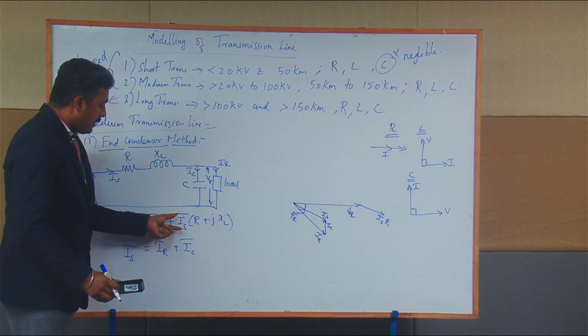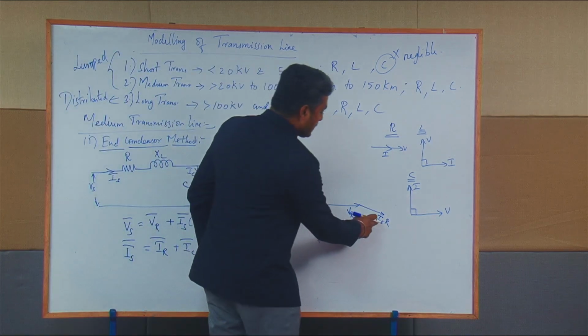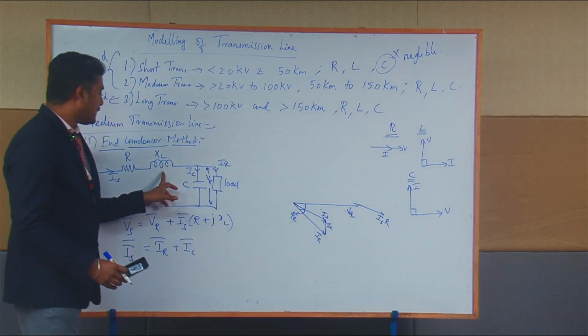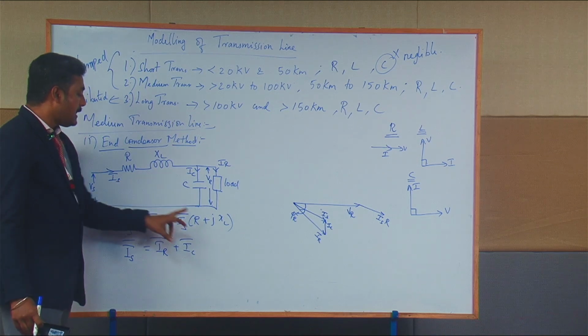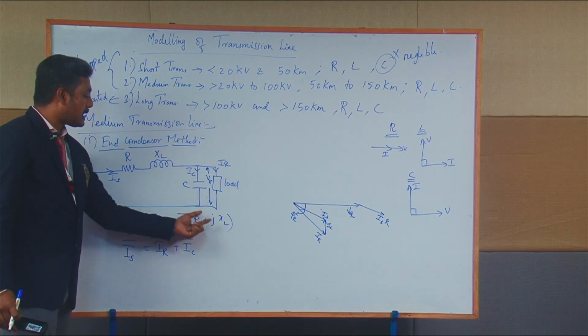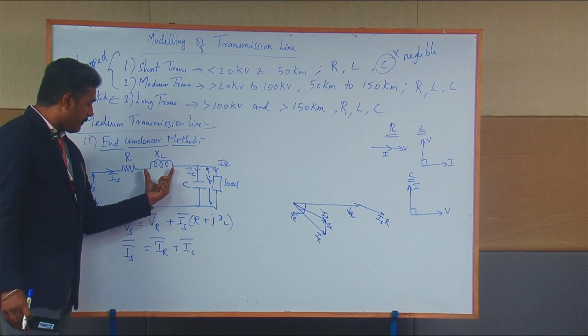Now draw the Is into XL vector. The Is into XL vector is nothing but the drop due to the current flowing towards this inductor. The current flowing towards this inductor is Is, and the drop across this inductor is nothing but the Is into XL vector. Therefore, voltage drop and Is.